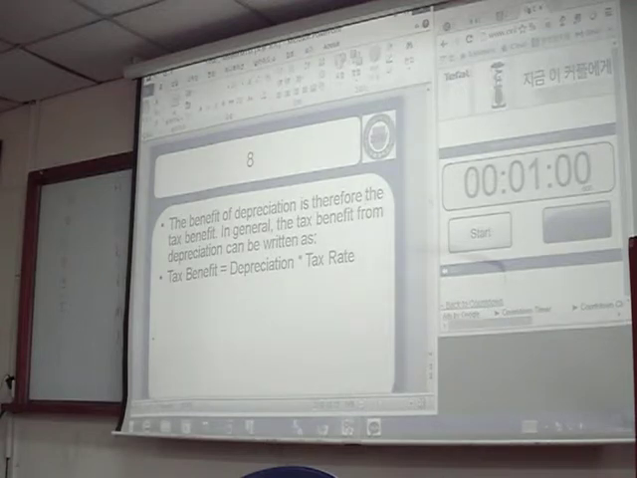Number eight, very simply, tax. The benefit of depreciation is the tax benefit, okay? That's correct. If you want, you could write down tax benefit equals depreciation multiplied by tax rate. But the answer is tax benefit, okay? So usually the company uses depreciation because they want to put the depreciation in the time when they make a profit, so they pay less tax. Do you have any questions?